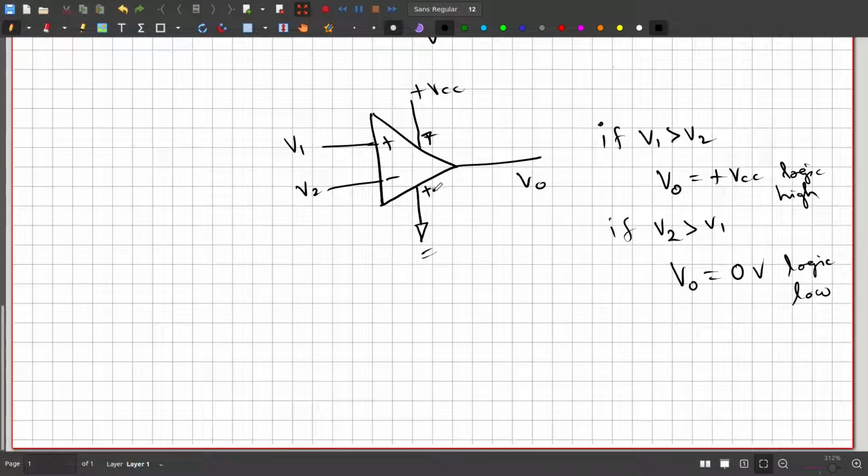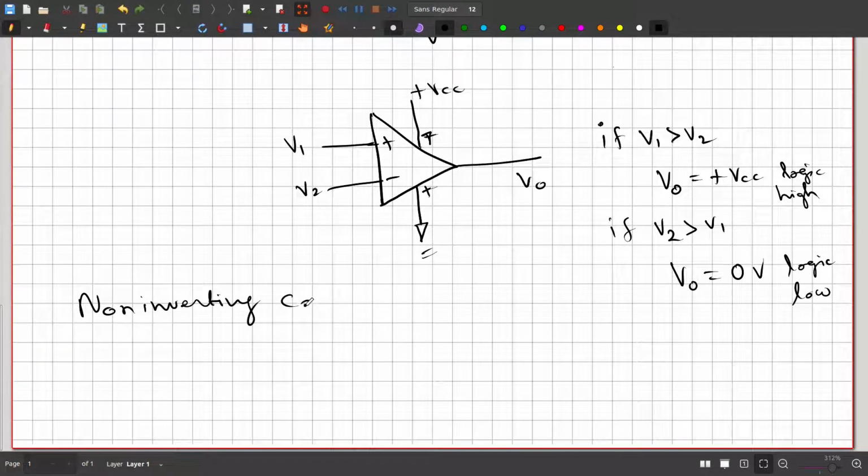Usually, instead of having two voltages V1 and V2, we make one of the voltages the reference voltage, and we compare the other voltage with reference to this one. The reference voltage can be at the inverting terminal or the non-inverting terminal, and based on that the output also changes. So let's see how we can make a non-inverting comparator.